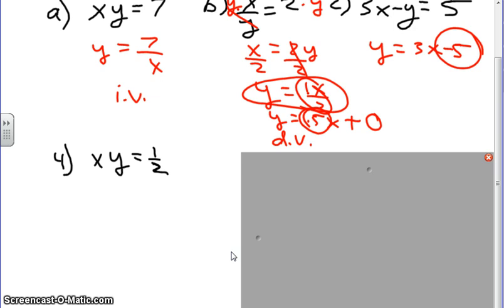xy equals 1/2. So when we isolate y here, what do we have, Jenna? One half. Did you say dividing by x? Aren't we dividing both sides by x? So dividing by x. So is this inverse variation, direct variation, or neither? It's inverse.